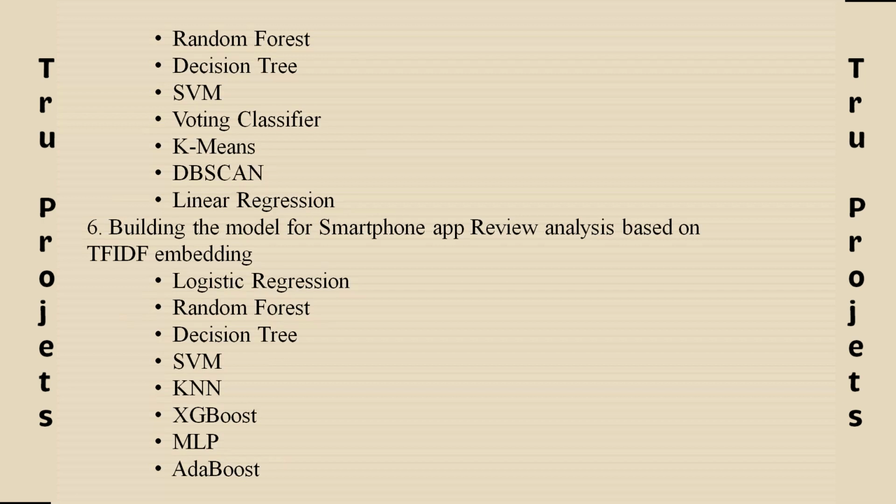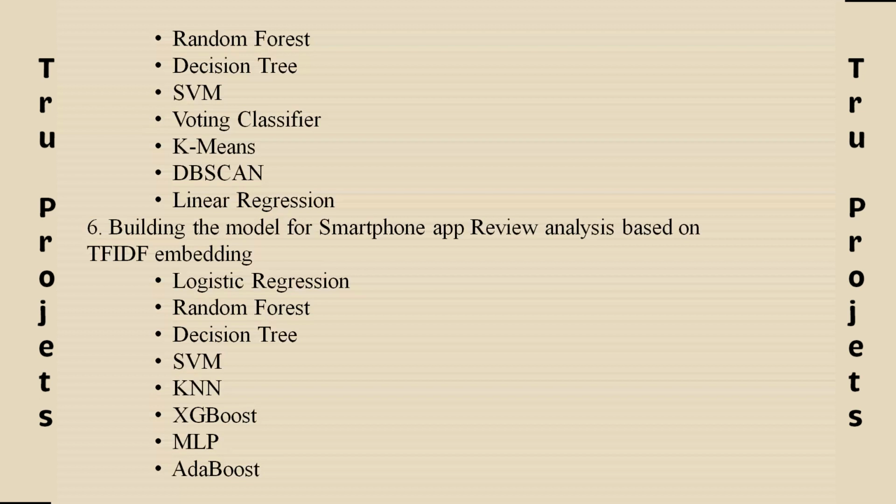KNN, K nearest neighbor. KNN is a supervised machine learning algorithm used for classification and regression based on the similarity of data points. KNN is applied to classify app reviews by measuring the similarity to neighboring reviews with known sentiments. XGBoost. XGBoost is an optimized gradient boosting algorithm that excels in classification and regression tasks. XGBoost is known for its accuracy and is employed to improve the precision of sentiment analysis for app reviews.